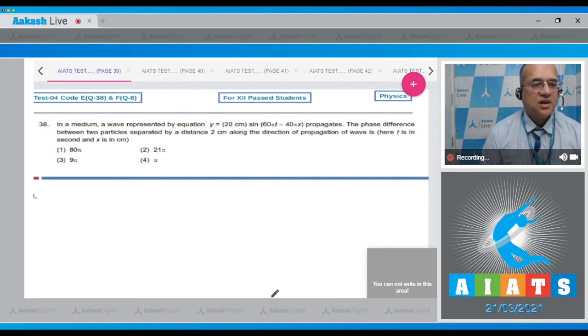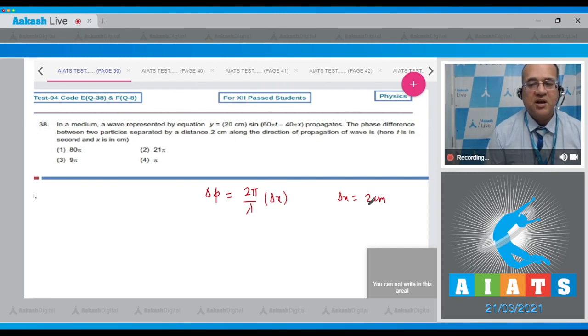Question number 38. In a medium, a wave represented by the equation y is 20 sine of (60 pi t minus 45x) propagates. The phase difference between two particles separated by a distance of 2 cm along the direction of propagation of the wave is. Now, if you remember, the relation between the phase difference and the path difference is 2 pi by lambda times the separation between the particles. And see here, delta x, the separation, is given as 2 cm, and this 2 pi by lambda is the propagation constant, k.